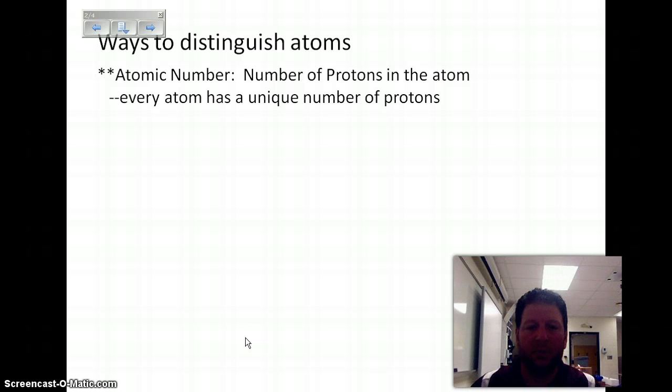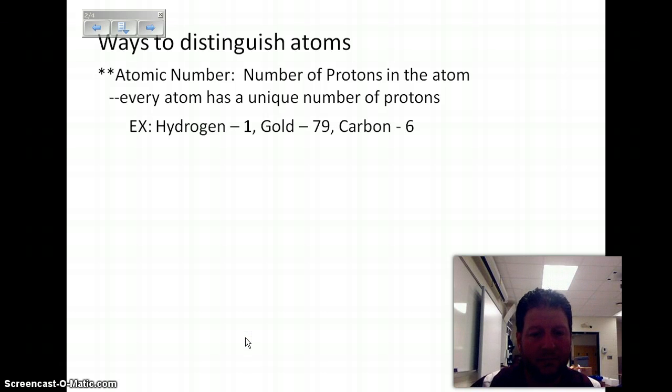The atomic number is the number of protons in the atom itself. Every atom has a unique number of protons. For example, hydrogen has 1. All hydrogen atoms throughout the universe have 1 proton. Gold, which we've talked about already, has 79 protons. Therefore, its atomic number is 79. Gold in California has 79 protons, just like the gold here in Michigan has 79 protons. Therefore, the atomic number is 79.